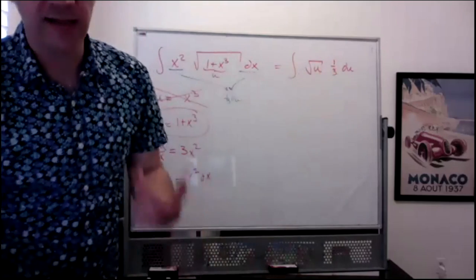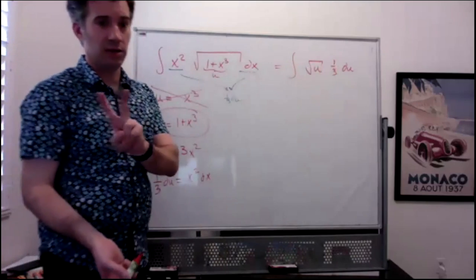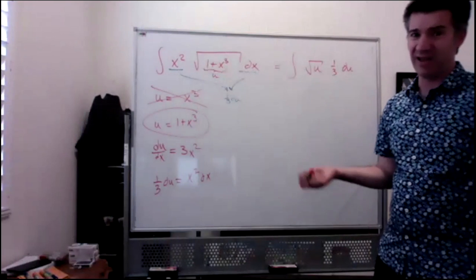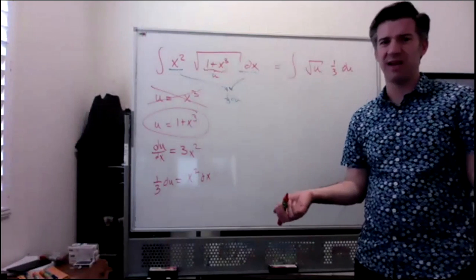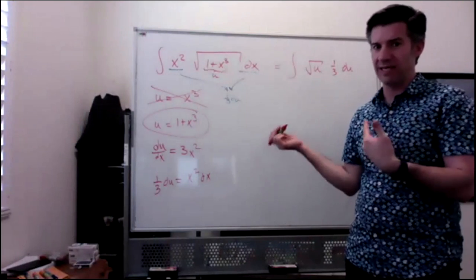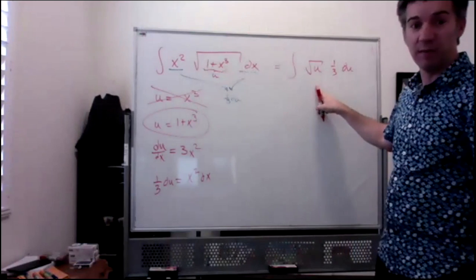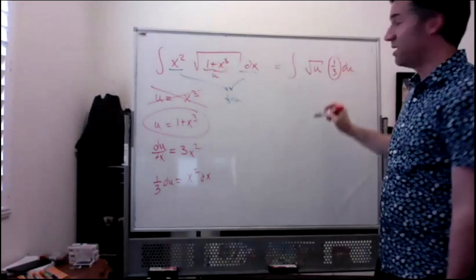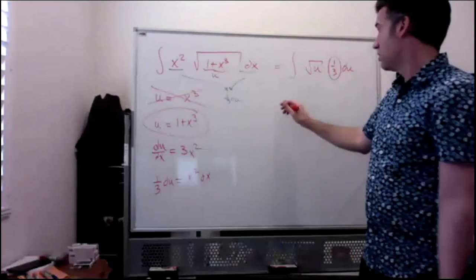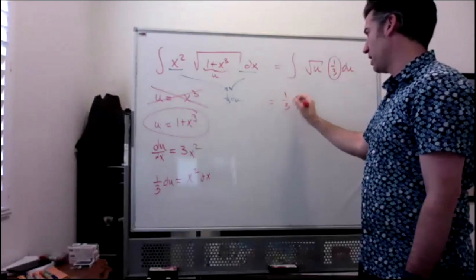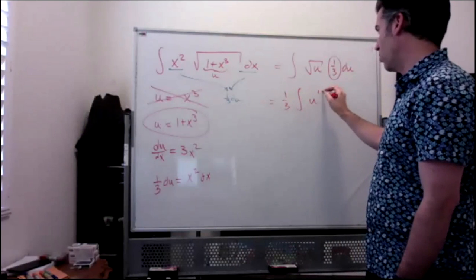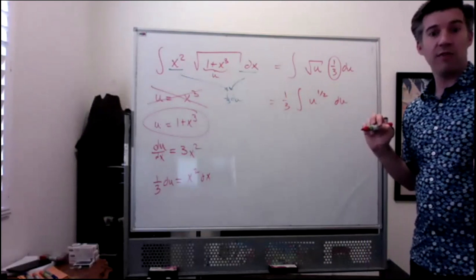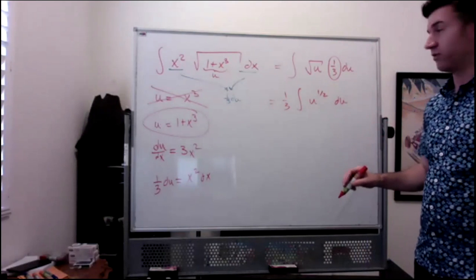Now before I anti-differentiate, I'm going to do two things. Something I'm always going to do before I anti-differentiate is write any root as a power, right? We almost never anti-differentiate roots as is, or we always at least think of them as powers. The other thing I'm going to do is factor out any constant multiples. So I'm going to write this as 1/3 times the integral of u to the 1/2 du. And then I'm going to do the antiderivative.